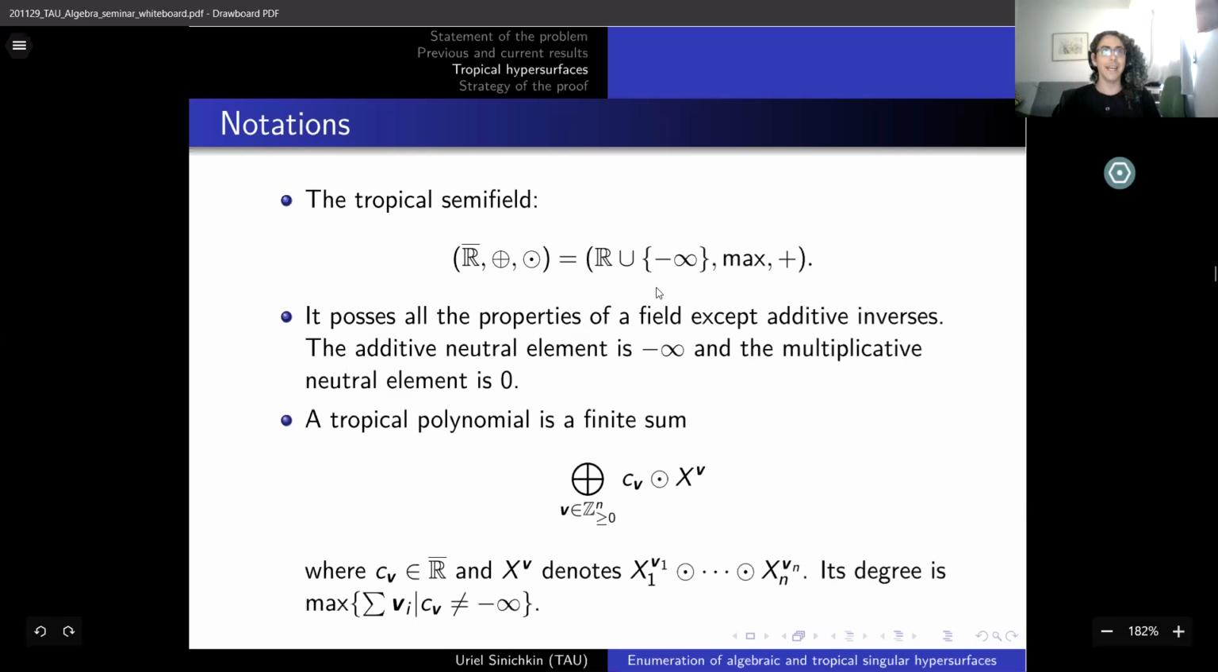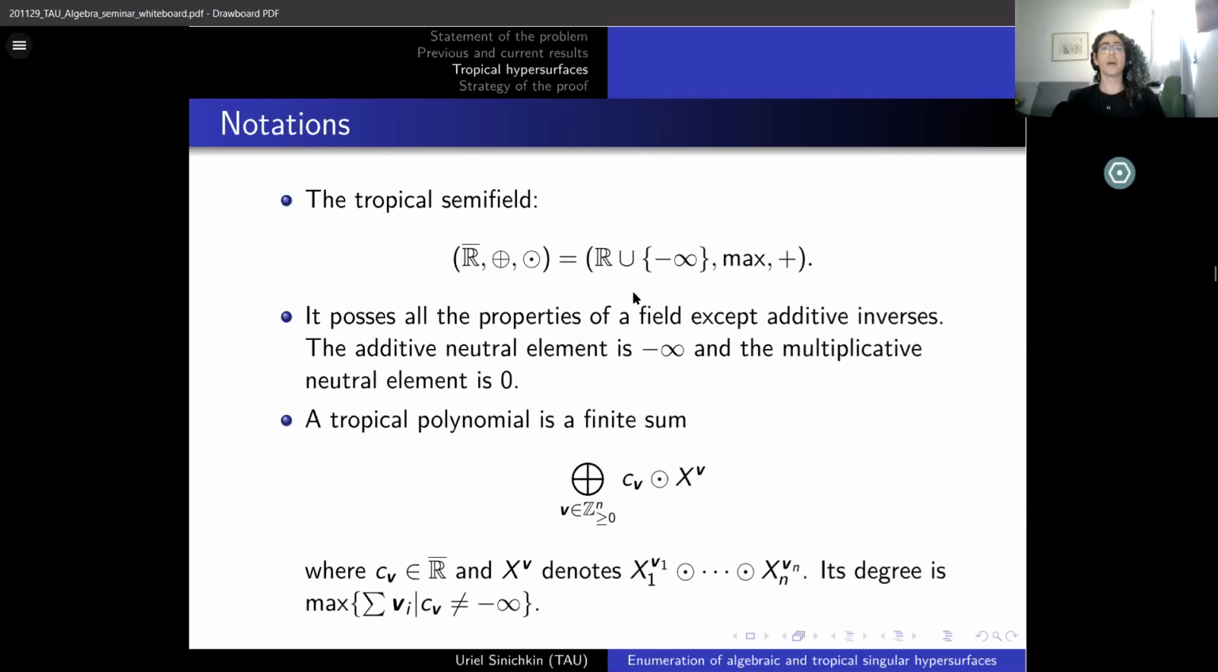So we take the real numbers together with minus infinity, and we define tropical addition to be maximum and tropical multiplication to be the usual addition of real numbers. And this possesses all the properties of a field except having additive inverses.